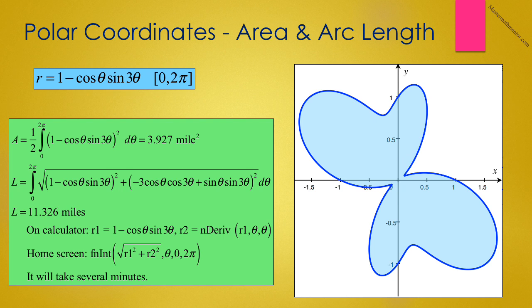To do this on the calculator, we let r1 equal 1 minus cosine theta sine 3 theta, and rather than us take the derivative, let the calculator do the work and say that r2 is n deriv of r1 comma theta comma theta. So on the home screen, we take the integral, fnint, of the square root of r1 squared plus r2 squared, comma theta, comma 0, comma 2 pi. The r1 and r2 are found in the vars, y-vars polar menu.